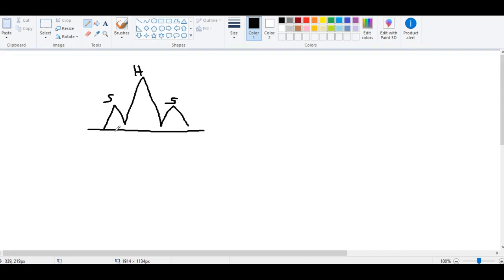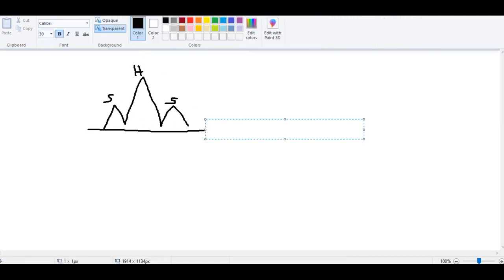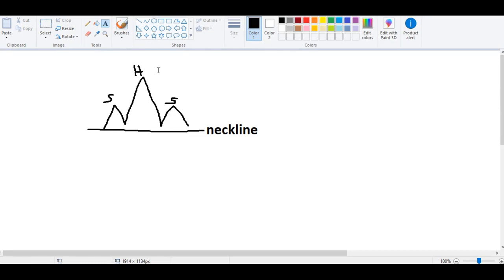Next thing we need to know is it will also always have this neckline where the bottoms are usually equal or they're connected by this neckline. So we can label this the neckline. Now a head and shoulders can be drawn in multiple ways. One is like this. One can be on an upsloping trend line like this, and one can be on a downsloping trend line like this.